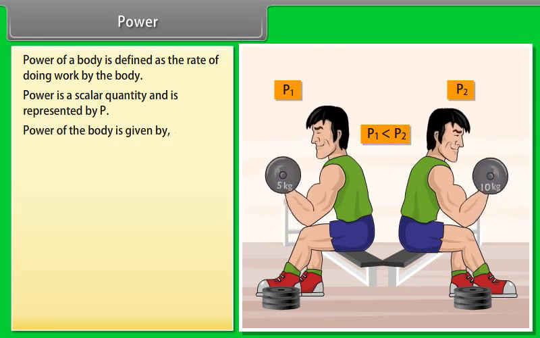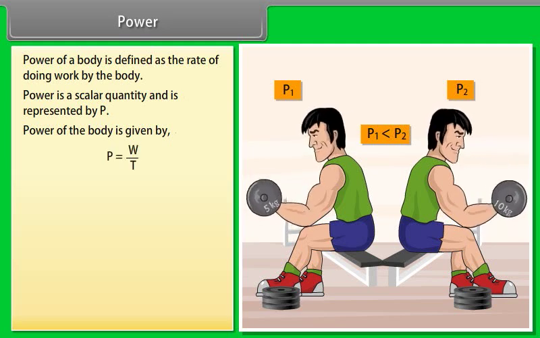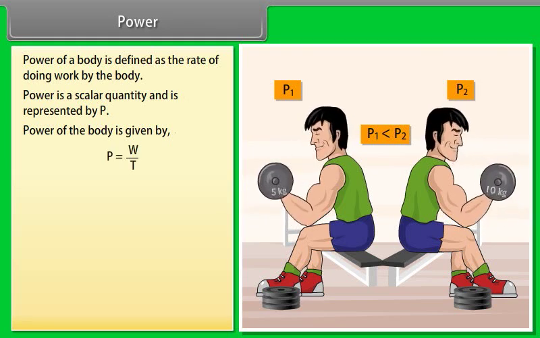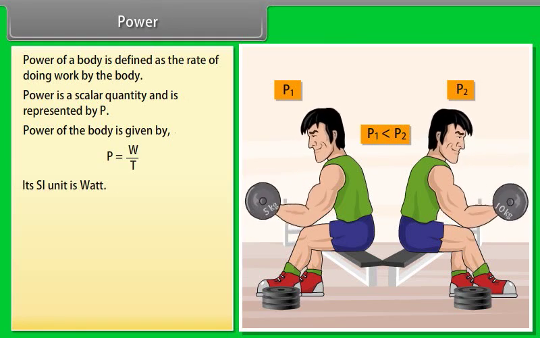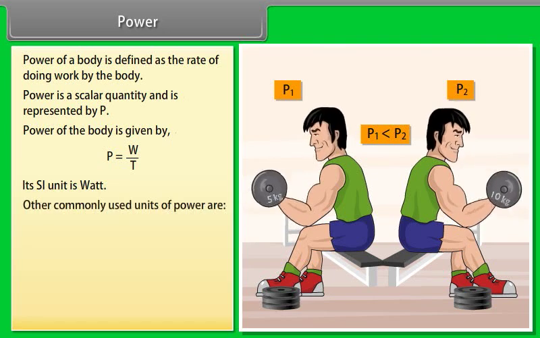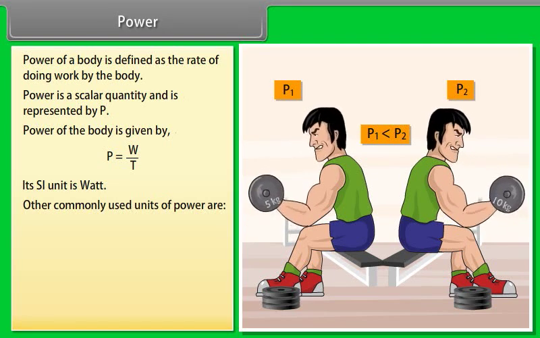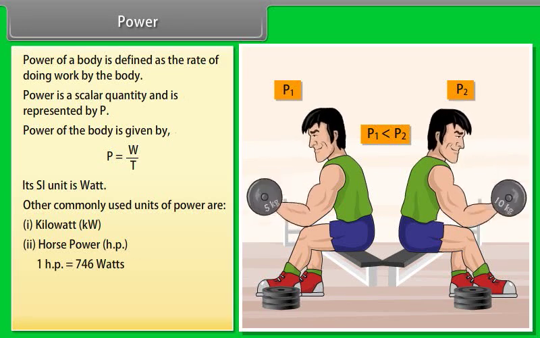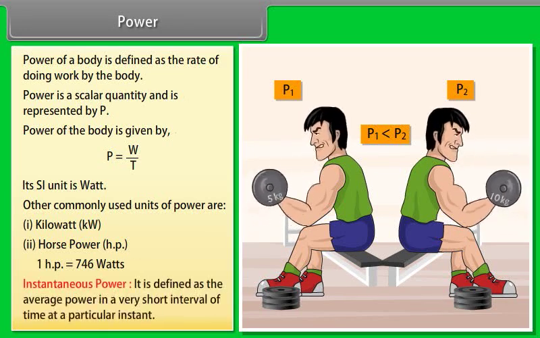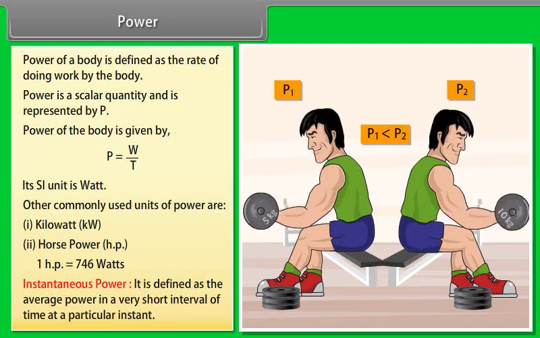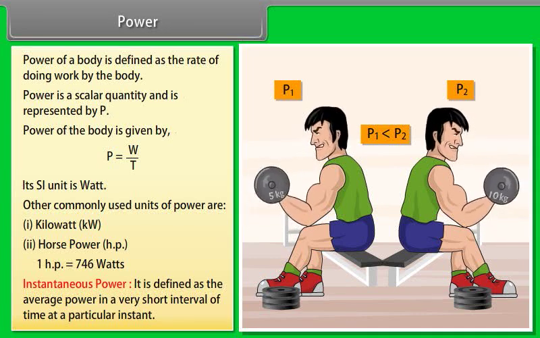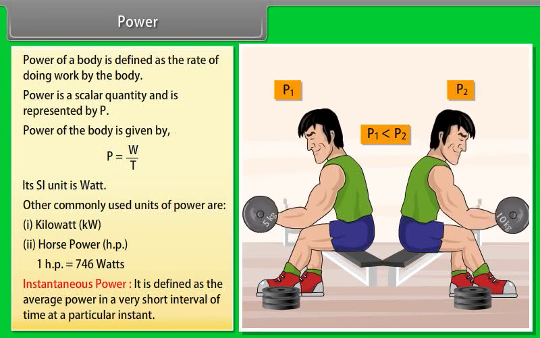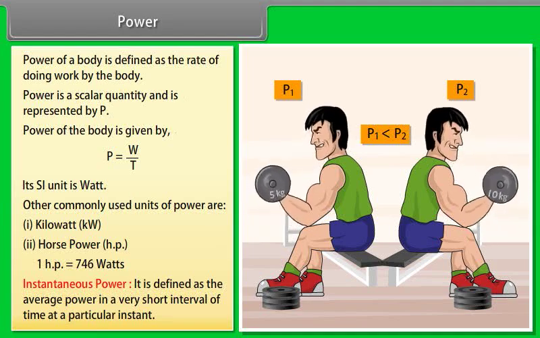Power of a body is given by P equals W upon t. Its SI unit is watt. Other commonly used units of power are kilowatt and horsepower. 1 horsepower is equal to 746 watts. Instantaneous power. It is defined as the average power in a very short interval of time at a particular instant.